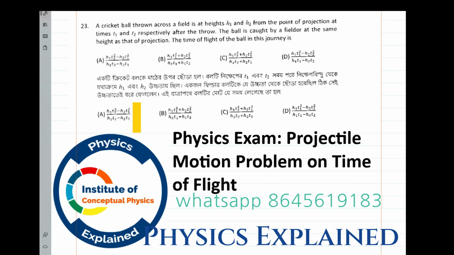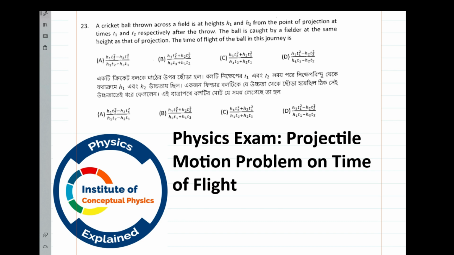All right. So you have a cricket ball which is thrown across a field. At heights h1 and h2 from the point of projection, at times t1 and t2. So after time t1, the height is h1, and after time t2, the height is h2. The ball is caught by the fielder at the same height as that of projection. So the diagram actually is this, right? You have a fielder here who catches it at the same height from where it is thrown. What you have to calculate using this data is the total time of flight of this journey.